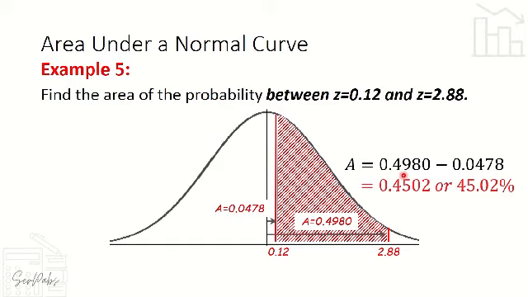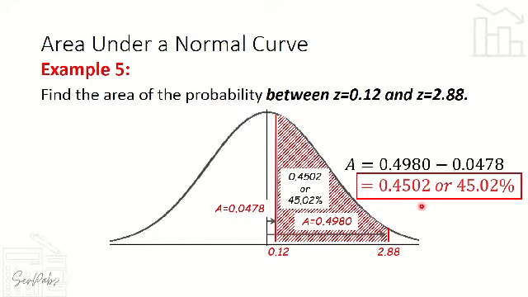So, that will be 0.4980 minus 0.0478. So, kunin yung mataas, ibawas yung maliit. So, the answer will be 0.4502 or 45.02%. So, that will be the area of the probability of the Z-score between 0.12 and 2.88.